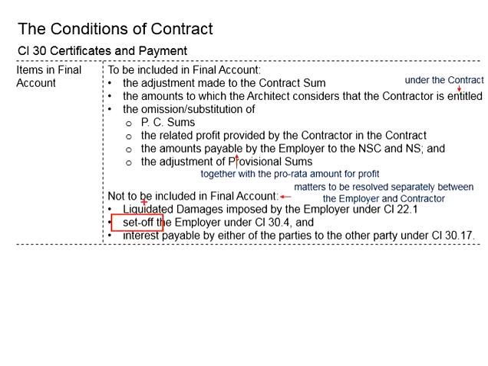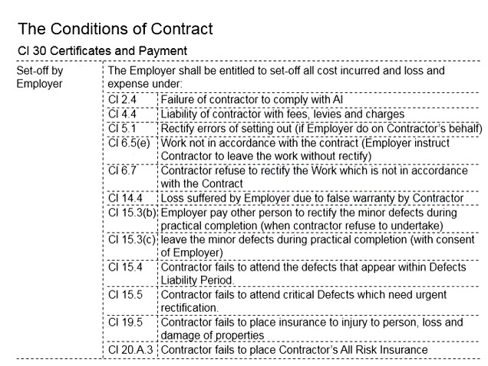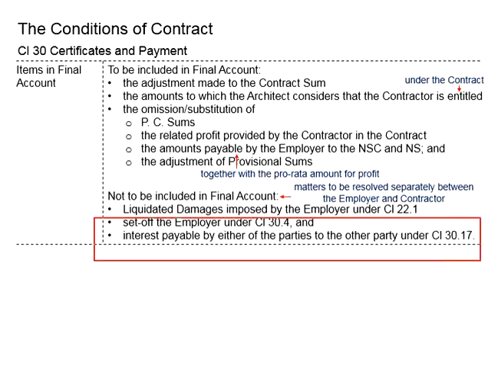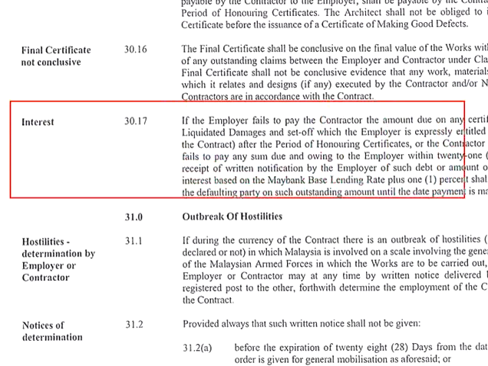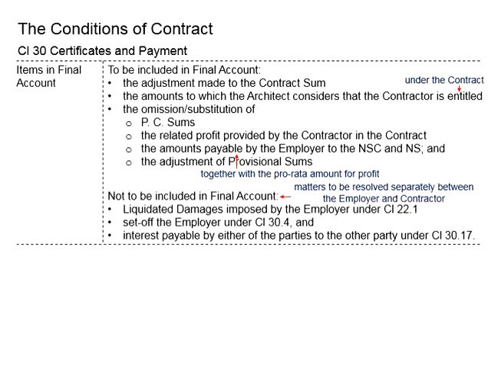Second, it will be the set-off by the employer under clause 30.4. The employer is entitled to set off the cost under these circumstances. These are the circumstances in which the contractor fails to fulfill his obligations, which as a result, there are loss and expenses suffered by the employer, and since it is the responsibility of the contractor, the cost shall be incurred by the contractor. So, the employer should be able to salvage the relevant costs by setting off the cost supposedly paid to the contractor. Next, it will be the interest paid by either party to the other party under clause 30.17. Clause 30.17 is related to the interest, which we shall discuss in the following videos.